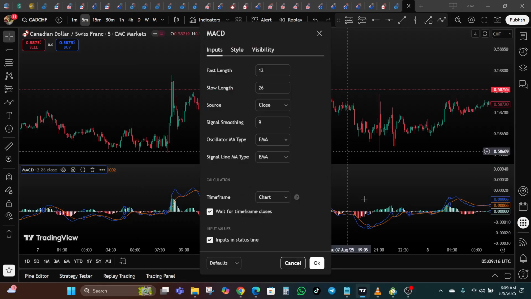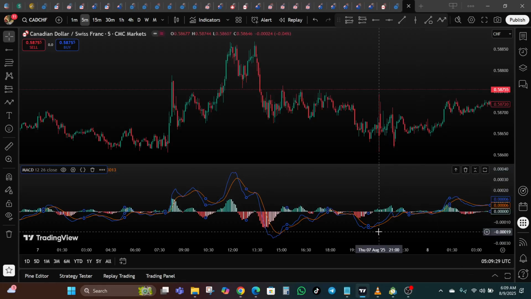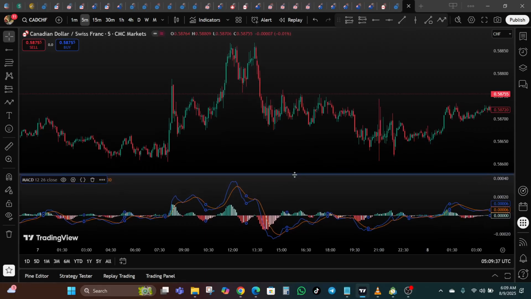So whenever you have that crossover, it signals that there is a potential trend shift. So when you have a crossover to the upside, MACD line crosses above the signal line, it could actually mean that a bullish move is underway.